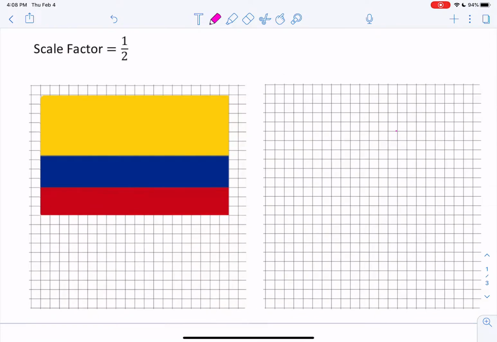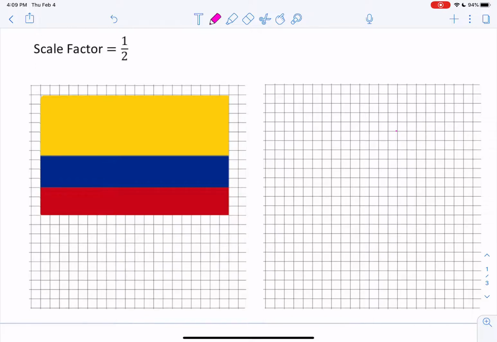Well, if multiplying by a whole number made our flag bigger, then multiplying by a fraction should make the flag smaller. Because now, in this case, we have the scale factor of a half. Instead of getting bigger, that means we're making it half the size. Okay, so that's something good to remember.